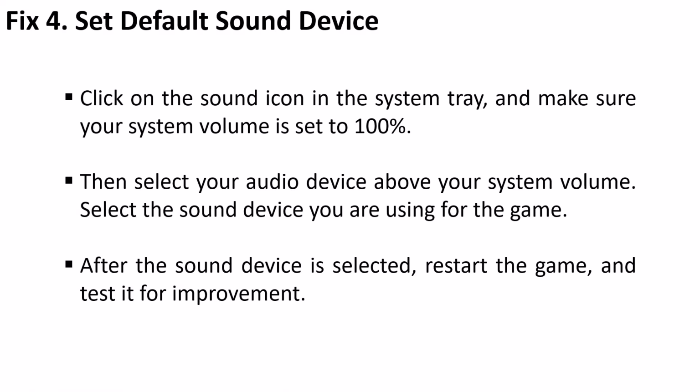Fix 4. Set default sound device. Click on the sound icon in the system tray and make sure your system volume is set to 100%. Then select your audio device above your system volume. Select the sound device you are using for the game. After the sound device selected, restart the game and then test it for the improvement.